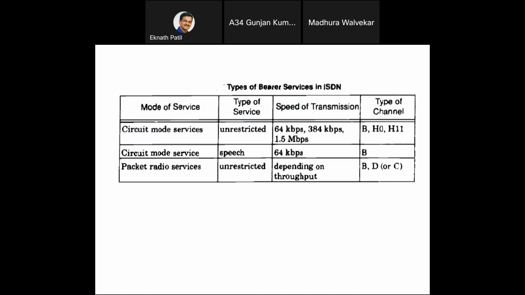Types of the services in ISDN. Mode of service, circuit mode services are there, and the type of service. In that, the restricted speech and the unrestricted speech, we can say speech of the transmission, type of channel. So circuit mode has unrestricted of the 16 kbps.